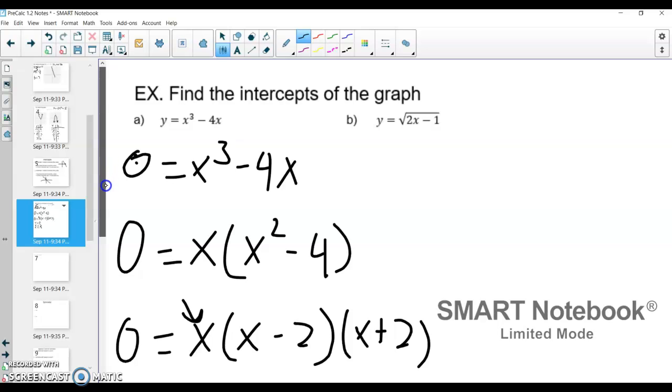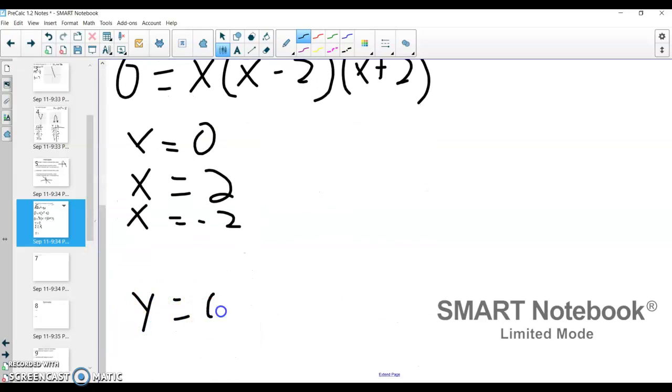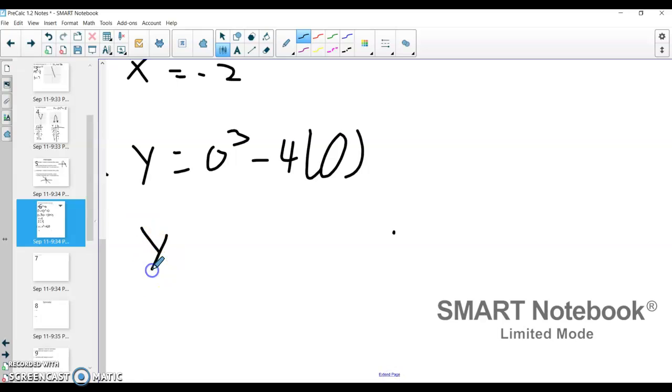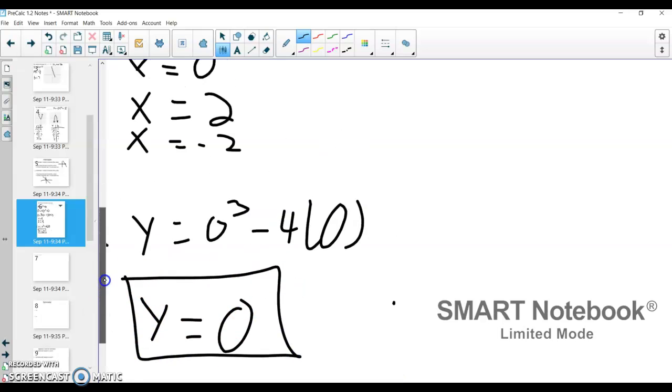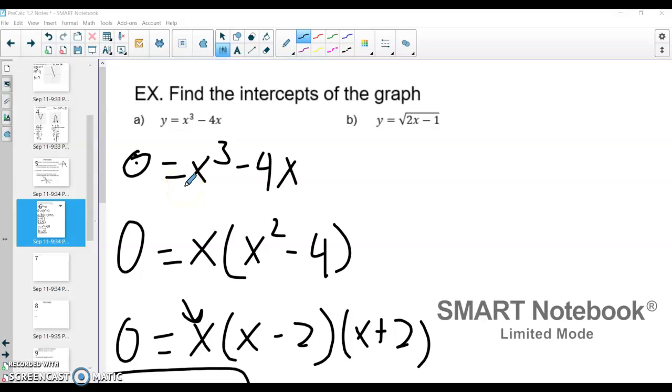For the y-intercept, we need to plug in 0 for x, and so this is y equals 0 cubed minus 4 times 0. And so it looks like our y-intercept here is just going to be y equals 0. And that's going to be all our x-intercepts and our y-intercept there. Let me clear my ink here and move on to part B, same kind of thing.